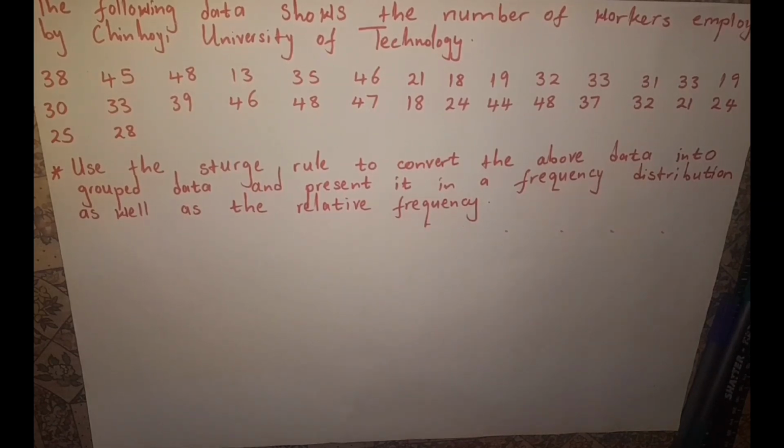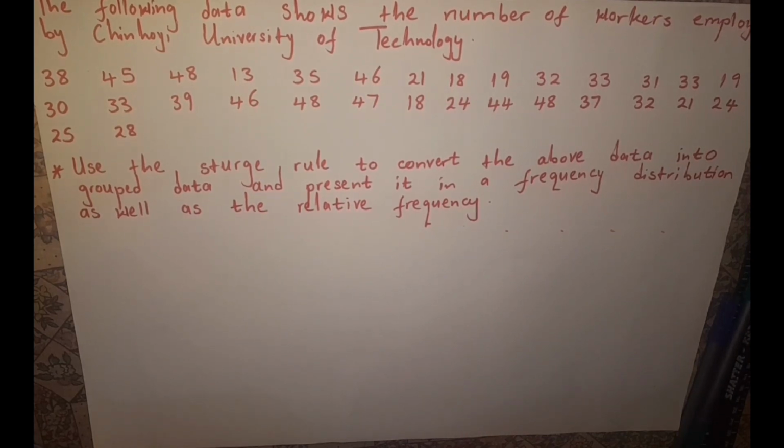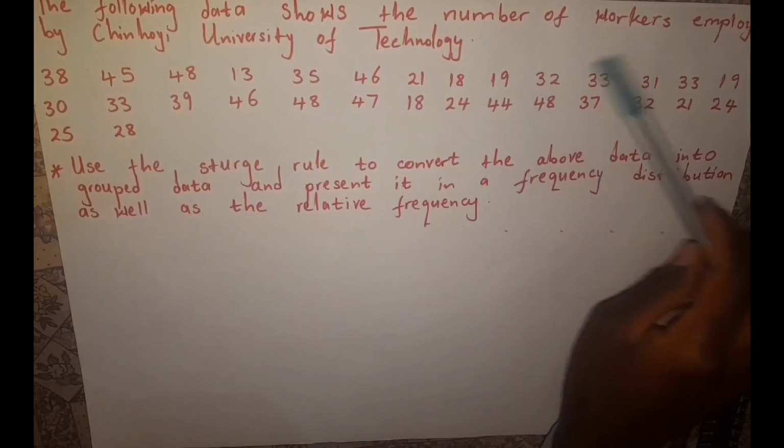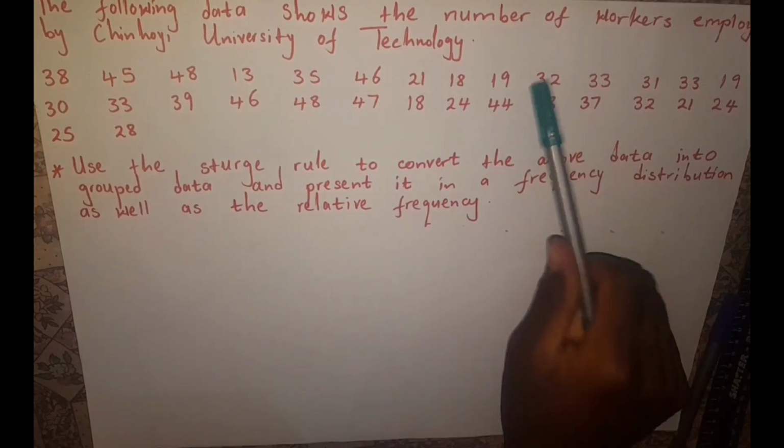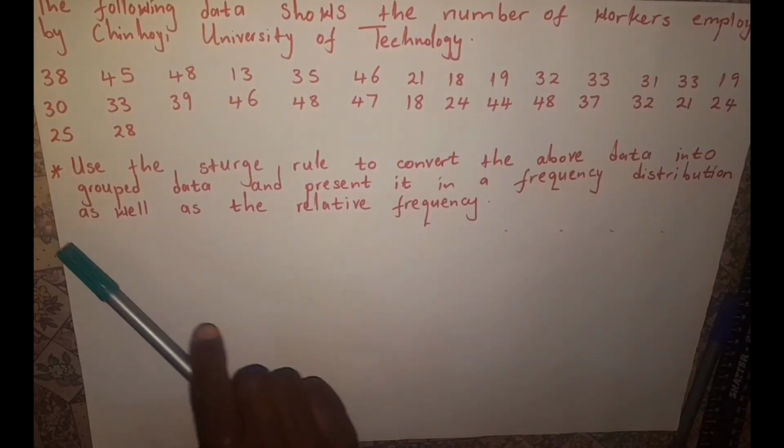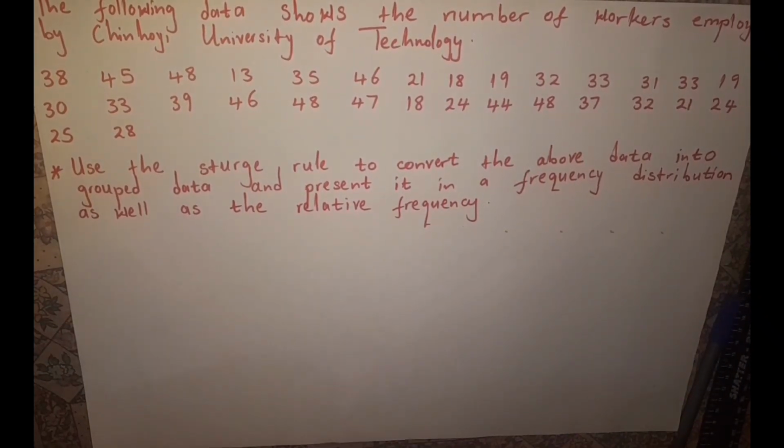In this video, we are going to learn how to make a frequency distribution table as well as the relative frequency. We are given a statement saying, the following data shows the number of workers employed by Chino University of Technology. So, this is the workers employed at the University of Technology. And then the question says, use the Sturges rule to convert the above data into grouped data and present it in a frequency distribution as well as the relative frequency.